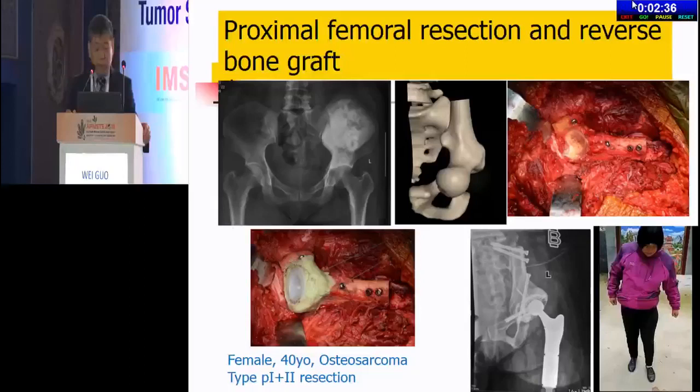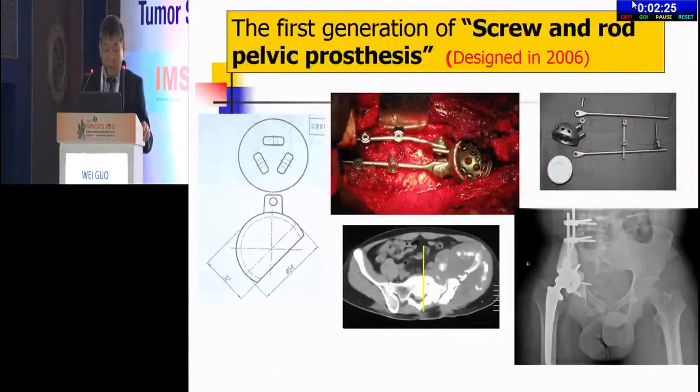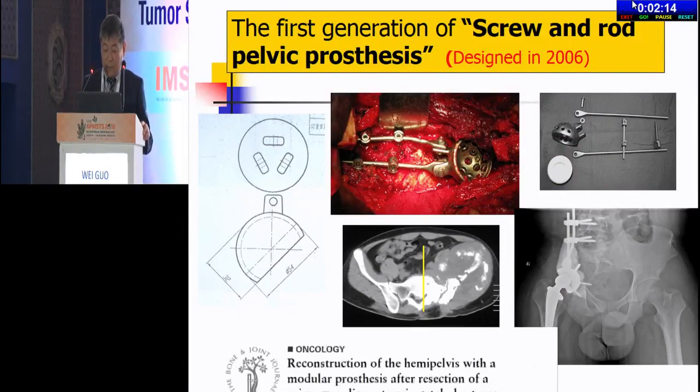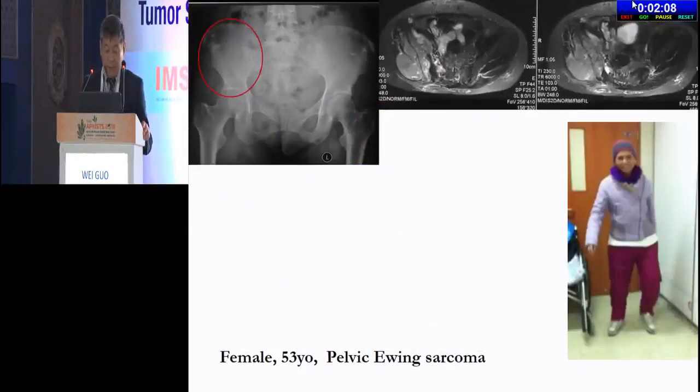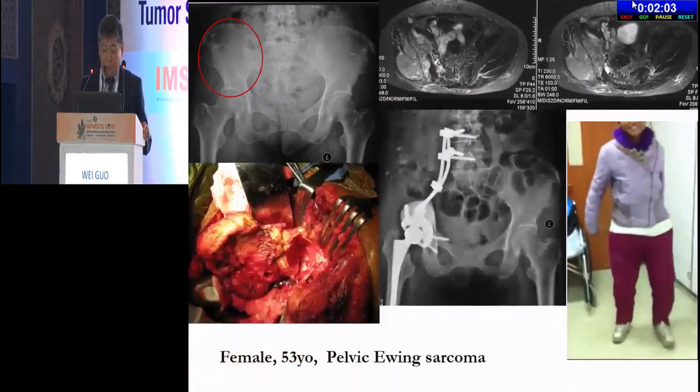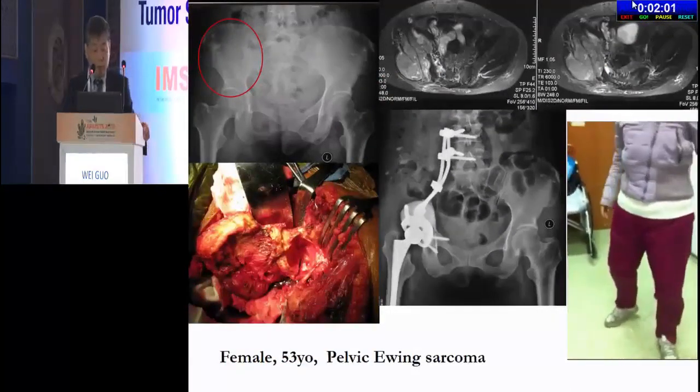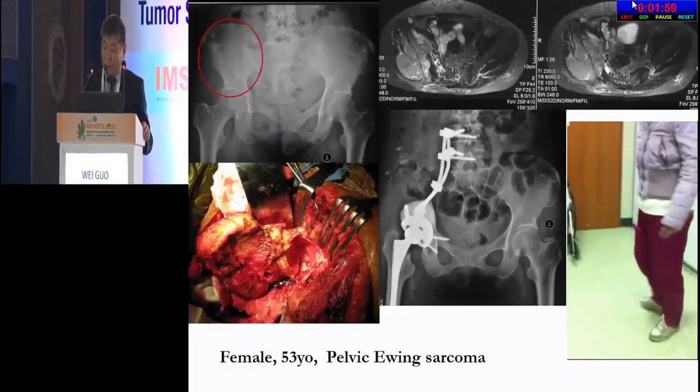My colleague published a paper this year in CORR about this. So we tried to design another reconstruction technique. We designed a screw and rod pelvic prosthesis, trying to fix the acetabulum to the spine. This is a case we did. This paper was also published in BJJ several years ago. This is a 53-year-old female patient with pelvic Ewing sarcoma. We did the reconstruction. It functioned very well, but this prosthesis also has problems.